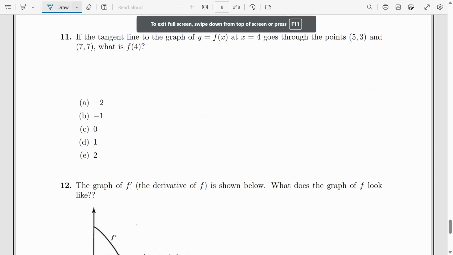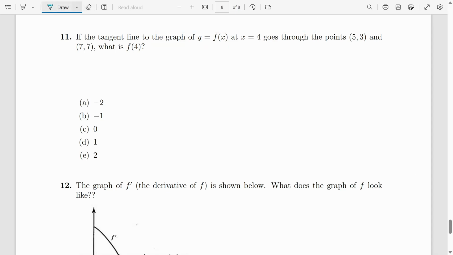All right, question 11. We're almost done here. Let's go. If the tangent line to the graph of f at x equals 4 goes through these 2 points here, (5, 3) and (7, 7), then what is f of x at x equals 4? Okay, that is a big mouthful. So let's understand what it's asking.